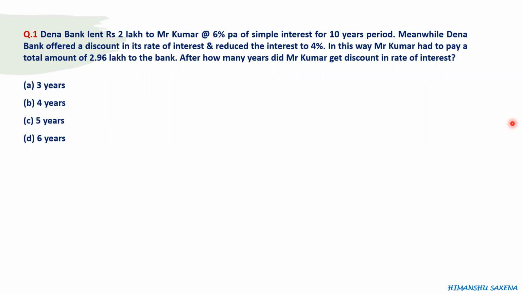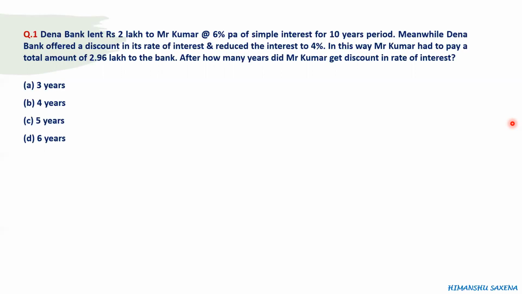Dena Bank lent rupees 2 lakh to Mr. Kumar at 6% per annum of simple interest for a 10 years period. Meanwhile, Dena Bank offered a discount in its rate of interest and reduced the interest to 4%. In this way, Mr. Kumar had to pay a total amount of 2.96 lakhs to the bank. After how many years did Mr. Kumar get the discount in the rate of interest?